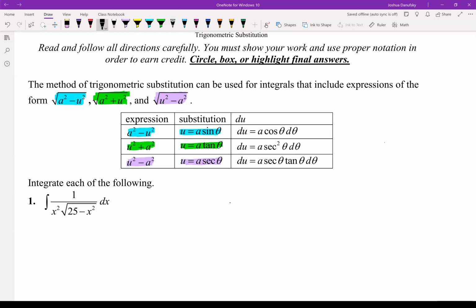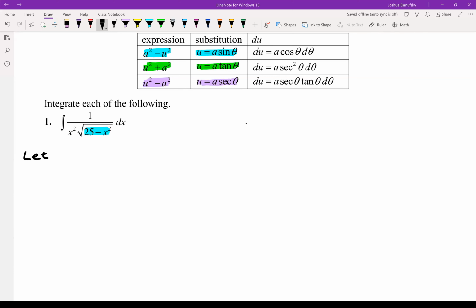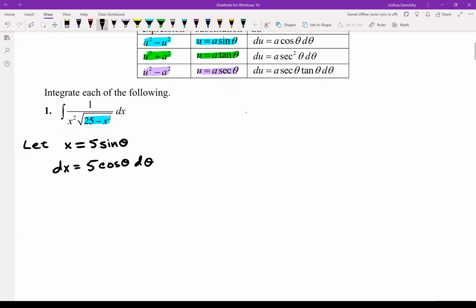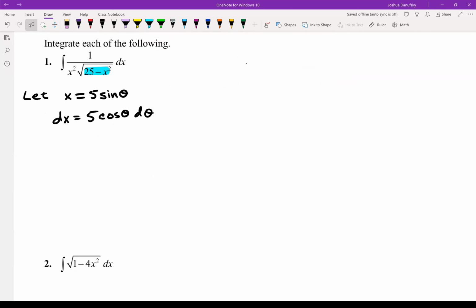Let's look at number 1. Looking inside the root, we notice that we have 5 squared minus x squared. And that's of the form a squared minus u squared. So we're going to start off by substituting 5 sine theta for x. Next, we find dx. Now, before we continue with our substitution, let's draw a right triangle with the acute angle theta and identify each of the sides.